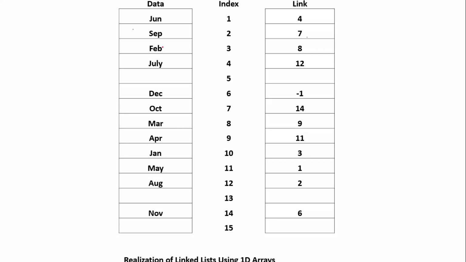See how actually the data is stored. The data is not stored in sequential order. The first element of the array is not January, it is June. So they are not stored in sequential order, and they are not stored in continuous locations. See, I have a gap here, I have a gap here. So some memory is wasted here, right?